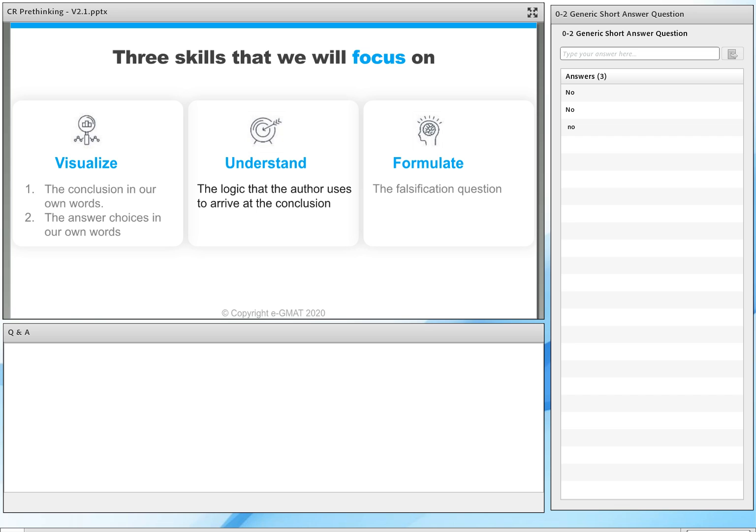I'm not going to go through this. I'm going to give this as a foundation, and let's solve some real questions now that we understand what an assumption is. We still haven't figured out what pre-thinking is. We're going to do that next, but we probably have a better idea of what an assumption is. Again, I want to repeat the skills that we would focus on: the skill to visualize, the skill to understand the logic that the author uses, and the skill to formulate the falsification question. This is the area that we're going to focus on next.